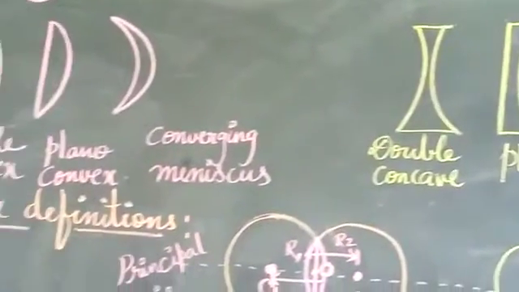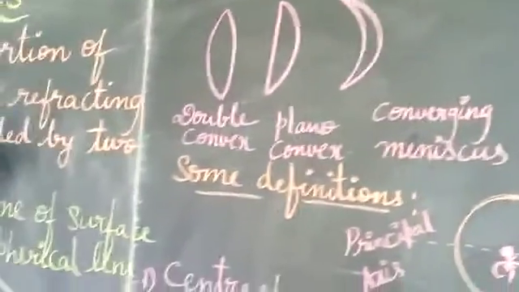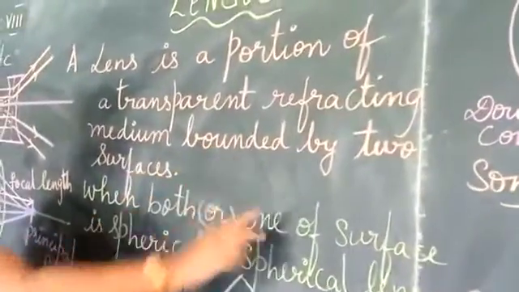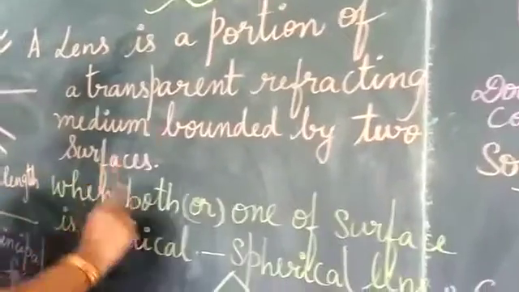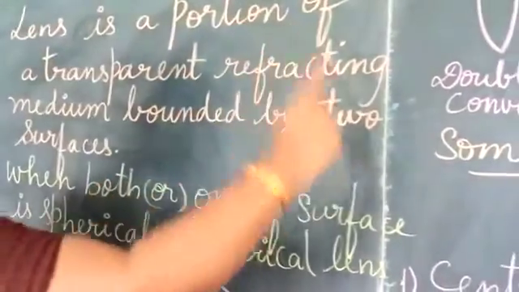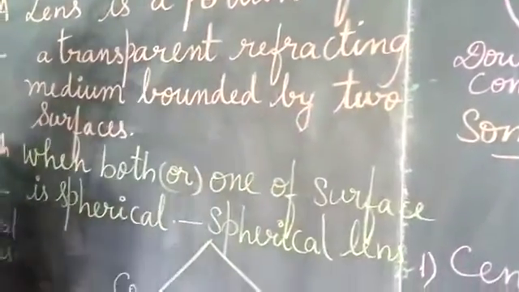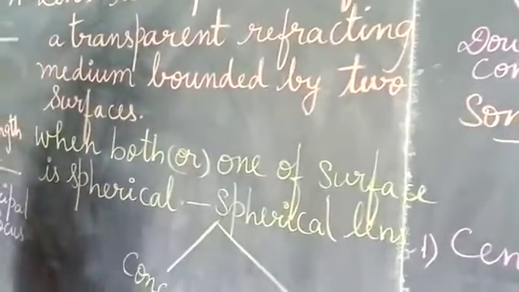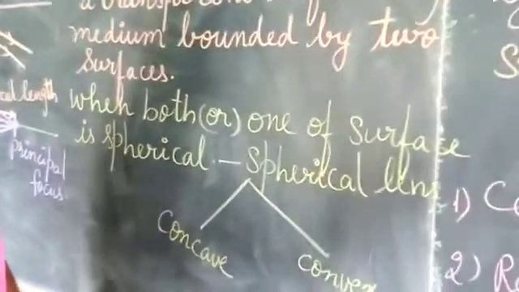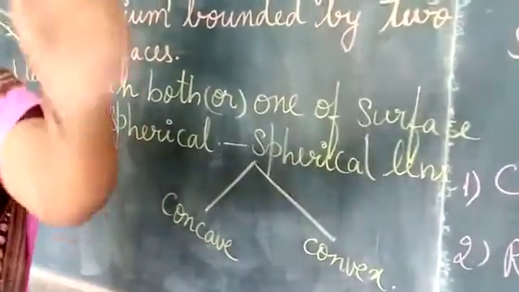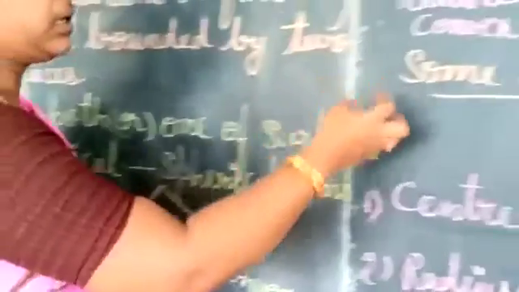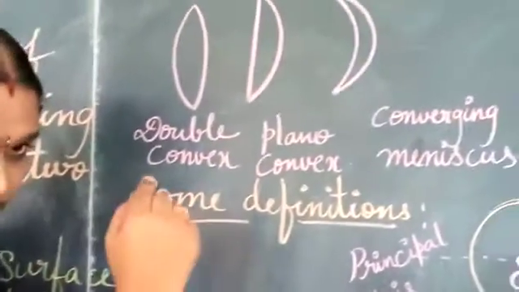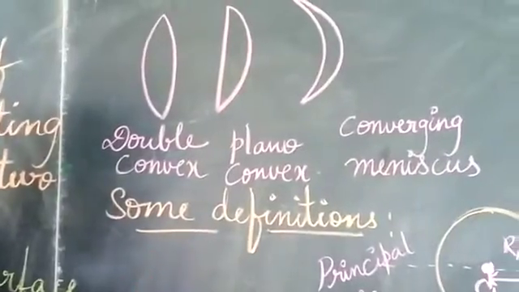So once again, a lens is a portion of transparent refracting medium bounded by two surfaces. When both the surfaces or any one surface is spherical, you call it a spherical lens. And in spherical lens, there are two types. One is convex, the other one is concave. Here, we are going to learn some definitions. You have to understand these definitions very clearly, children.